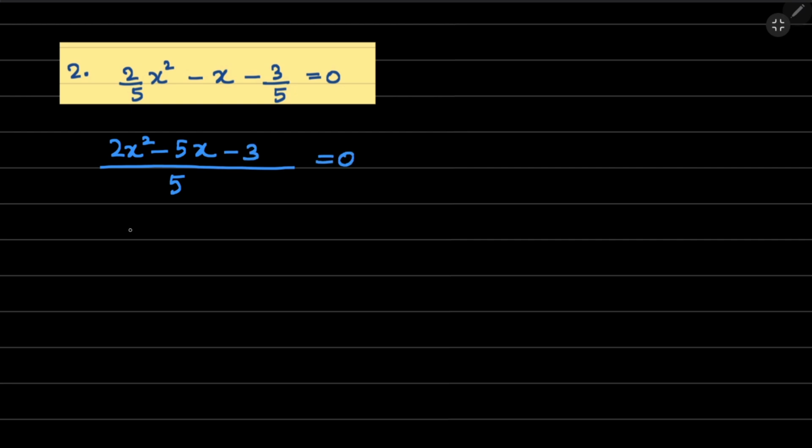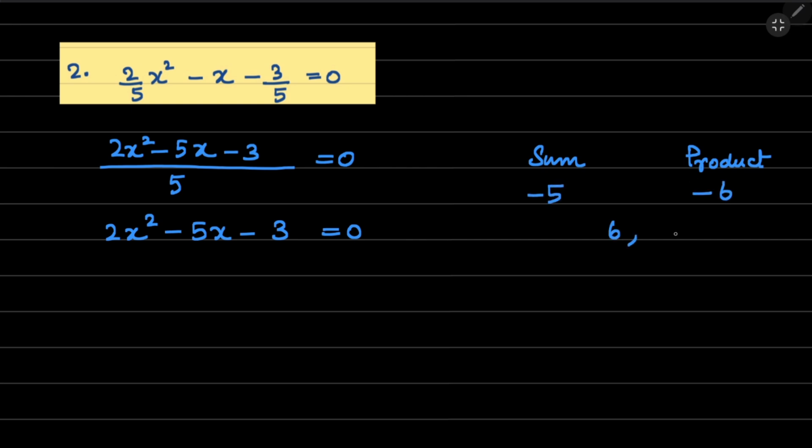So when you cross multiply, what you are left with is only the quadratic equation, which is 2x square minus 5x minus 3 equal to 0. So what is the sum and the product? Sum is always the coefficient of x, which is b, and product is nothing but the product of a and c, that is the coefficient of x square and the constant. So here the sum is minus 5, product is minus 6.